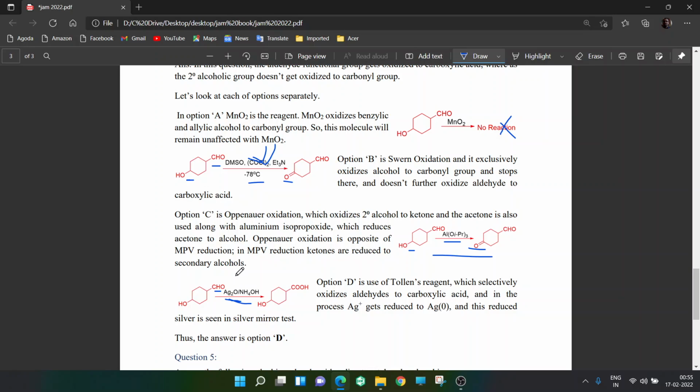Here you have Ag plus, which itself gets reduced to Ag0, that is metal silver, and that's what you see on the side of the test tube, the silver mirror. In the process, the CHO, the aldehyde, gets oxidized to carboxylic acid, you get COOH, and Ag plus gets reduced to Ag. So this is the silver mirror test, and therefore the answer is option D.